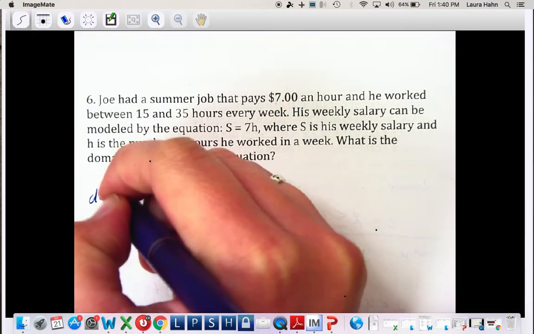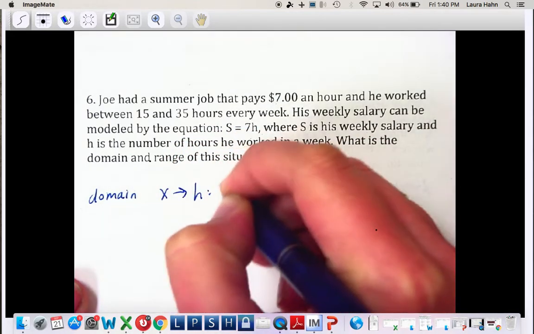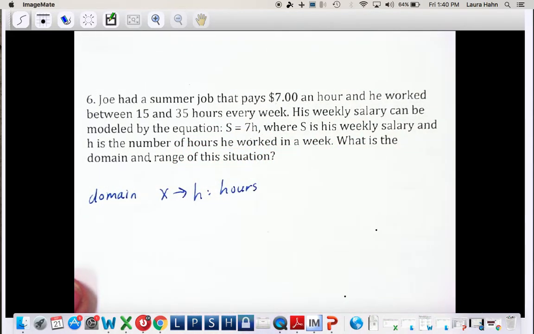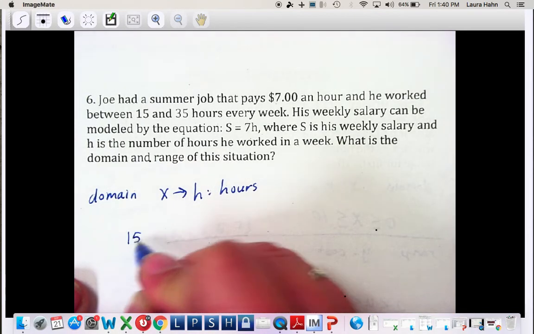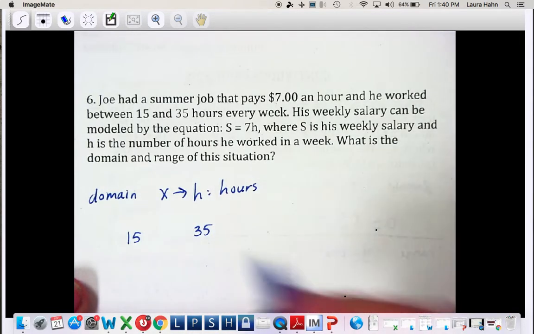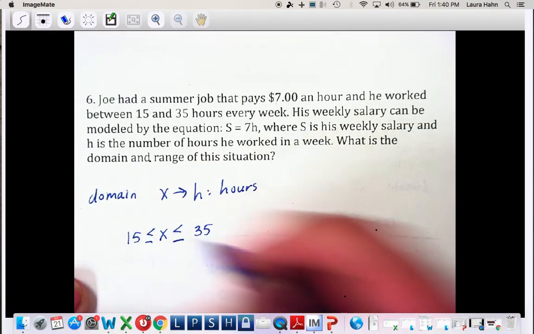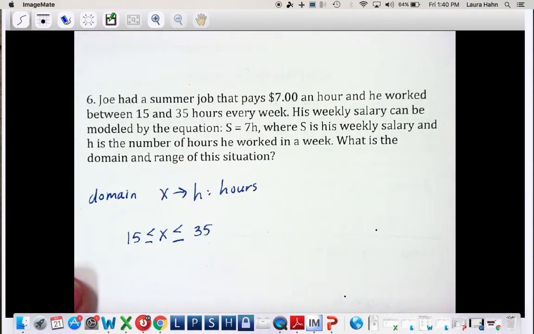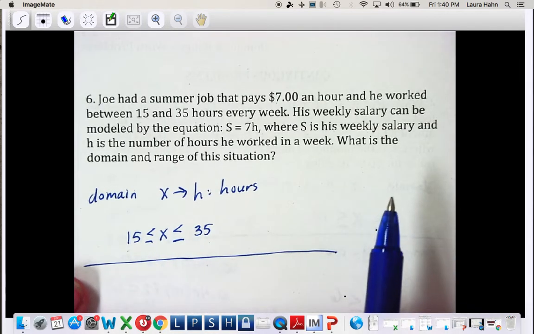All right, so domain is typically X, but instead of an X, they used H, which stands for hours. Okay, it did give me some conditions on this. It tells me between 15 and 35. So it's going to start at 15, go to 35. It's talking about hours. You can have a part of an hour. So we want X to be anywhere between those. It could equal 15. It could equal 35. So our domain is, he could work anywhere from 15 to 35 hours.